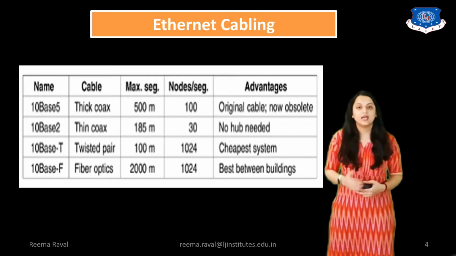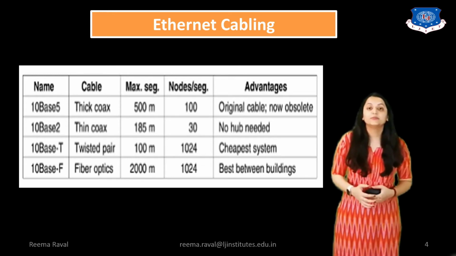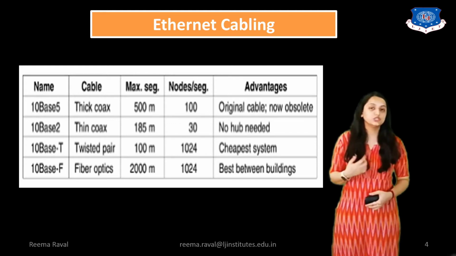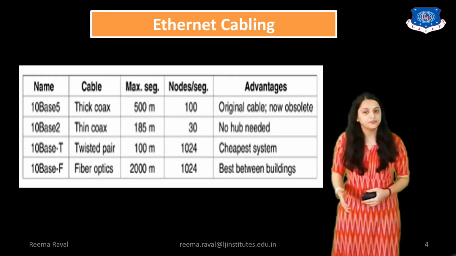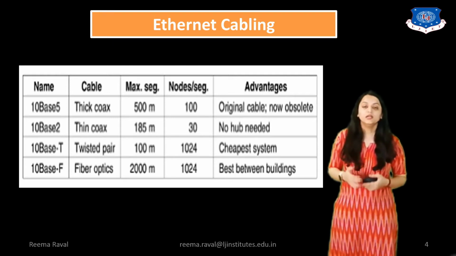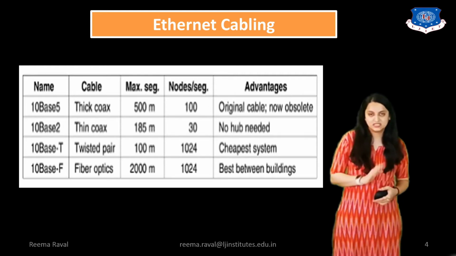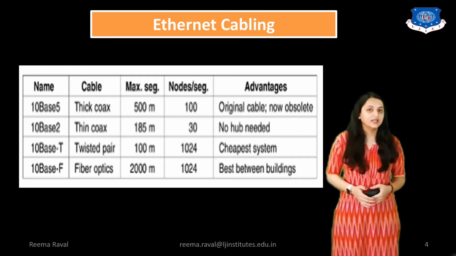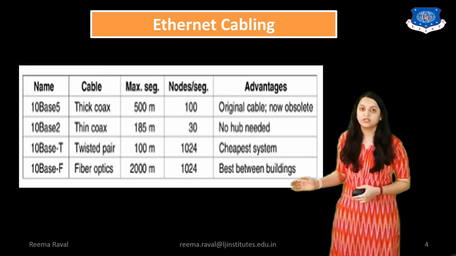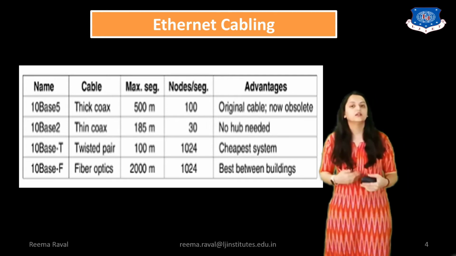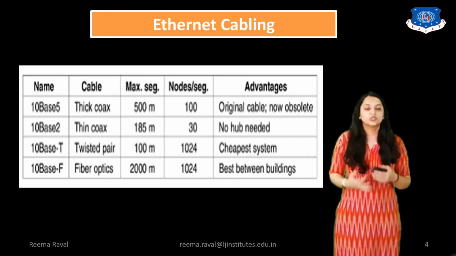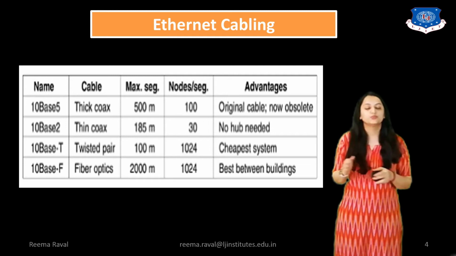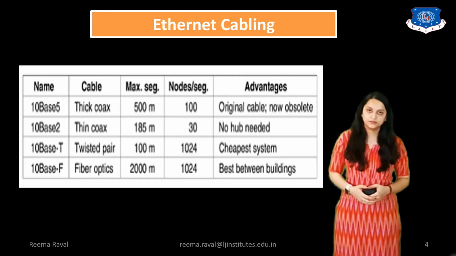Next is 10-base F. Here the F stands for fiber optic cables. That means in 10-base F Ethernet cabling, the cable which is used for data transmission is fiber optic cable, which has a maximum segment of 2000 meters and 1024 nodes per segment. The advantage of this is that it provides the best connection between buildings and higher data transmission rates as well. So this table indicates the different types of Ethernet cabling and what kind of cables are used in each classification.